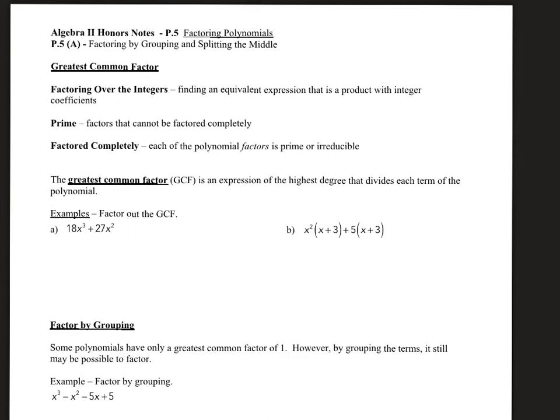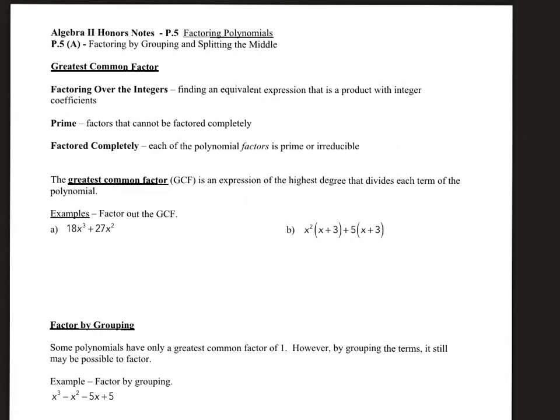If you are being asked to factor over the integers, you're trying to find an equivalent expression that is a product with integer coefficients. If we can't find different products with integer coefficients, then we would say that it's not factorable or it's prime. So either one of those terms is fine. Prime is more user-friendly and the word that's most often used to describe factors that can't be factored completely.